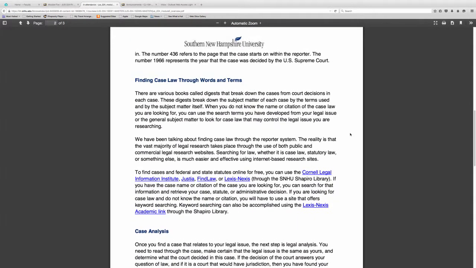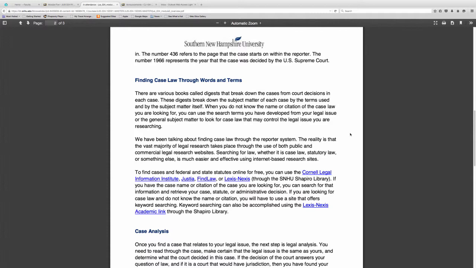All right, so let's get to finding case law through words and terms. There are various books called digests that break down cases from decisions and court decisions. The digests break subject matter down by the terms used and by the subject matter itself. Okay.